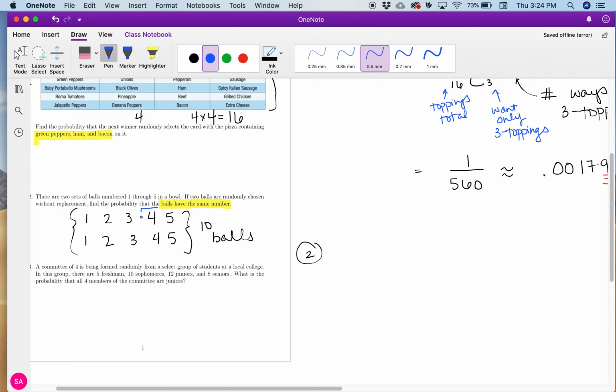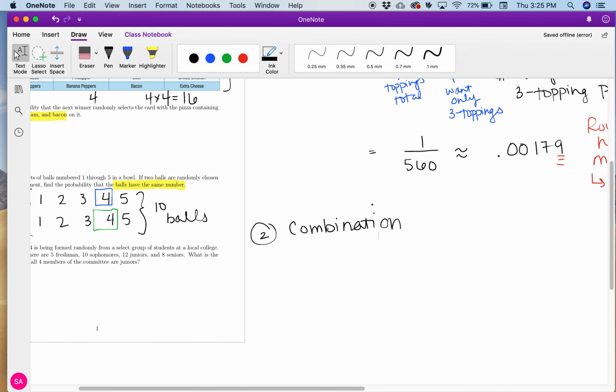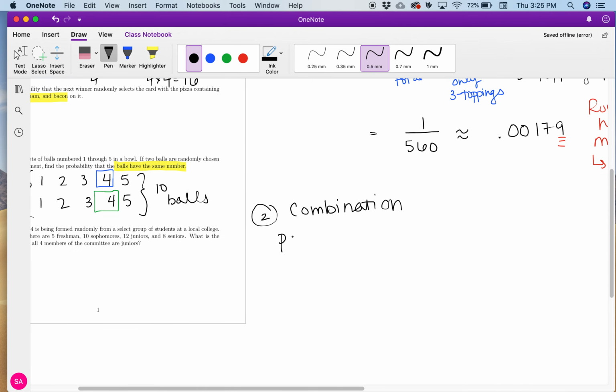If we pick out this 4 and then pick out this second 4 by chance, that's pretty much the same as picking out this green 4 followed by the blue 4. It doesn't matter. You're still picking out the same number. So the point I'm trying to make is this is a combination. Order is not going to matter because they just care about the numbers being the same, not the order of those numbers. Okay. So we want the probability that we pick the same number on 2 of the balls.